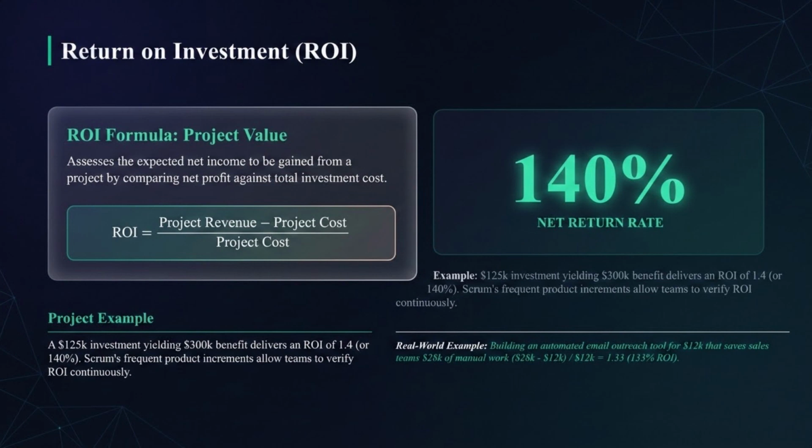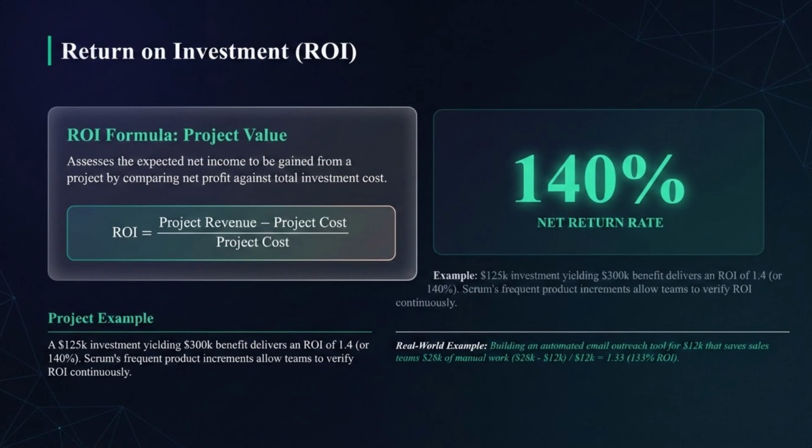First up, let's talk about the granddaddy of all financial metrics: return on investment, or ROI. Simply put, ROI tells us the percentage profit we expect to get back from every dollar we spent. The formula is straightforward. ROI is equal to project revenue minus project cost, divided by project cost.